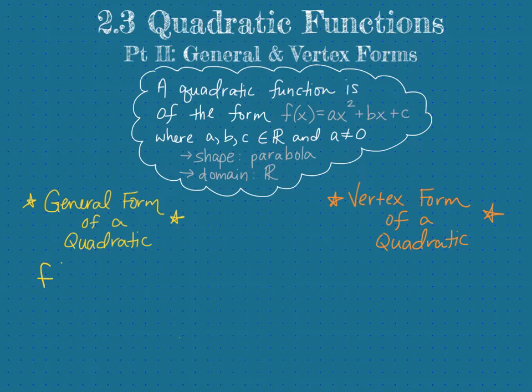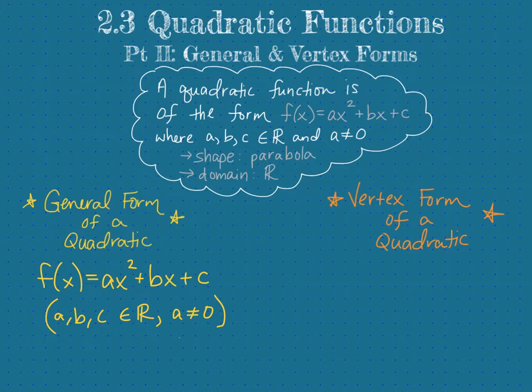The general form of a quadratic looks just like what we've already seen. It looks just like this. f of x equals ax squared plus bx plus c. And we have those same parameters on it. A, b, and c all have to be a part of the real number system, and a cannot equal 0. So those are the parameters of it. But this is called general form. No parentheses. It looks just like a regular polynomial, terms separated by plus or minus signs, depending on if a, b, and c are positive or negative.